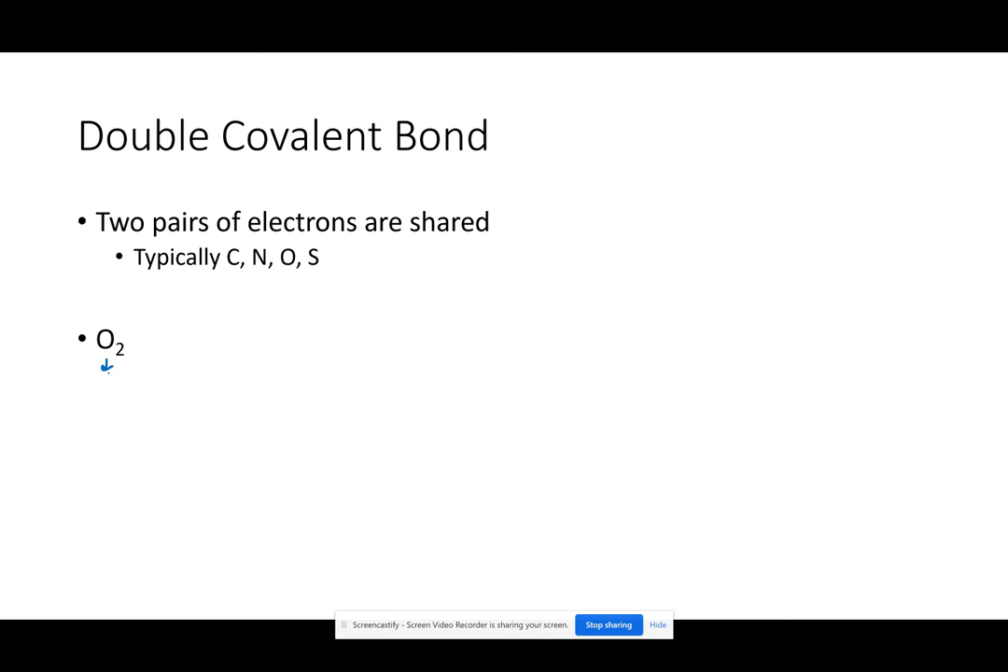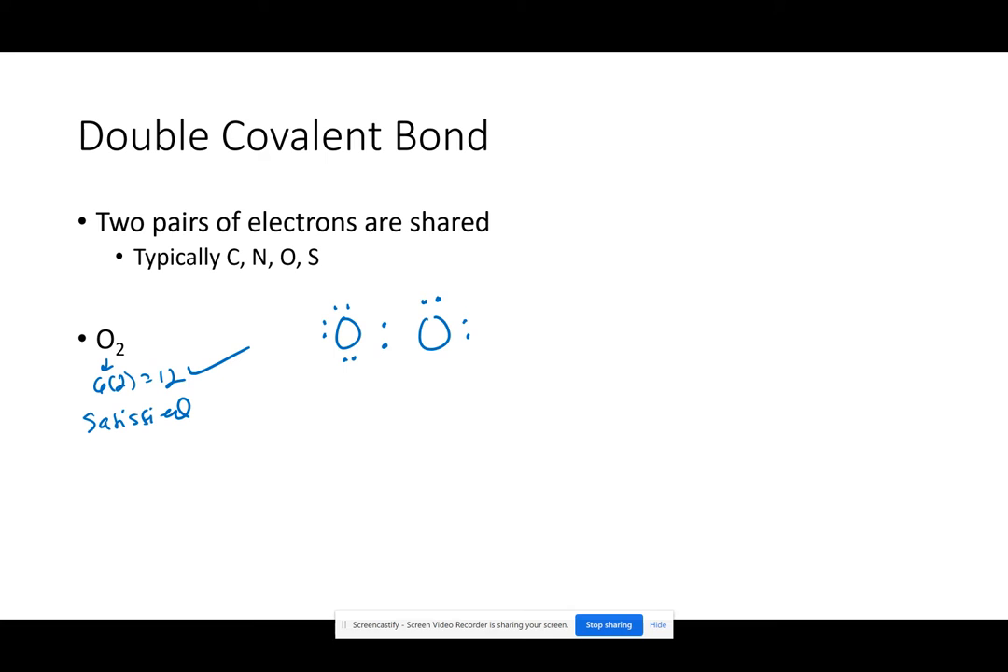So oxygen has 6 valence electrons. There's 2 oxygen, it's a total of 12. So put the oxygens next to each other. Start with a single bond. So that's 2. Put the rest around the outside. 4, 6, 8, 10, 12. I've used 12 electrons. I cannot use any more.